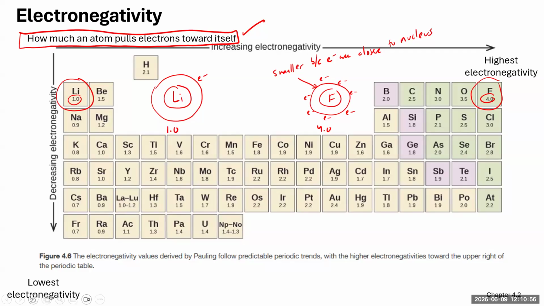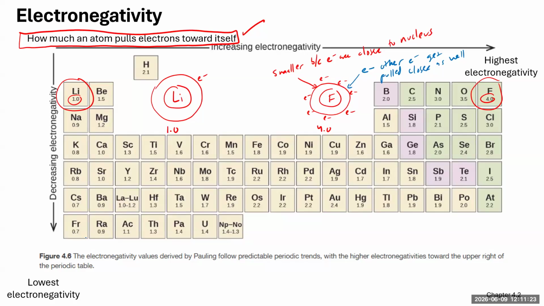Now, what also happens is that if there are other electrons around, they get pulled closer as well. And this is what we're going to do here for this class.